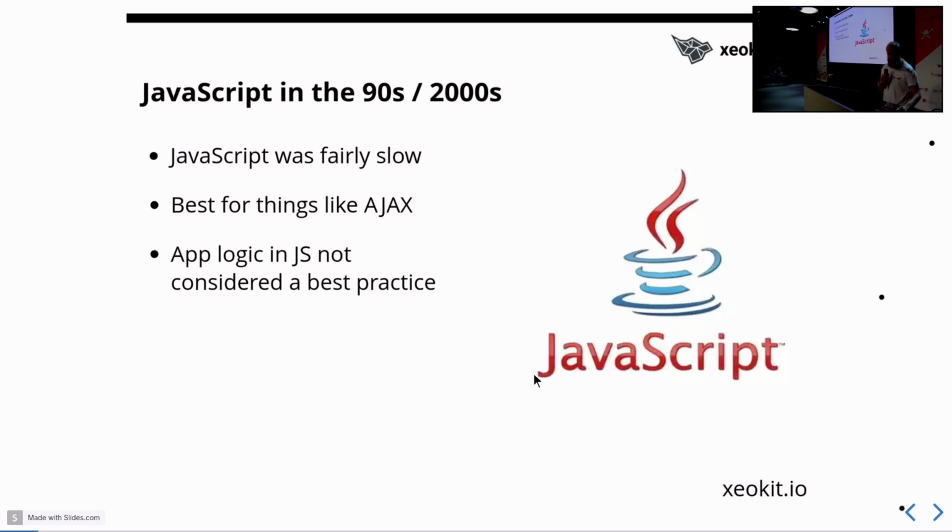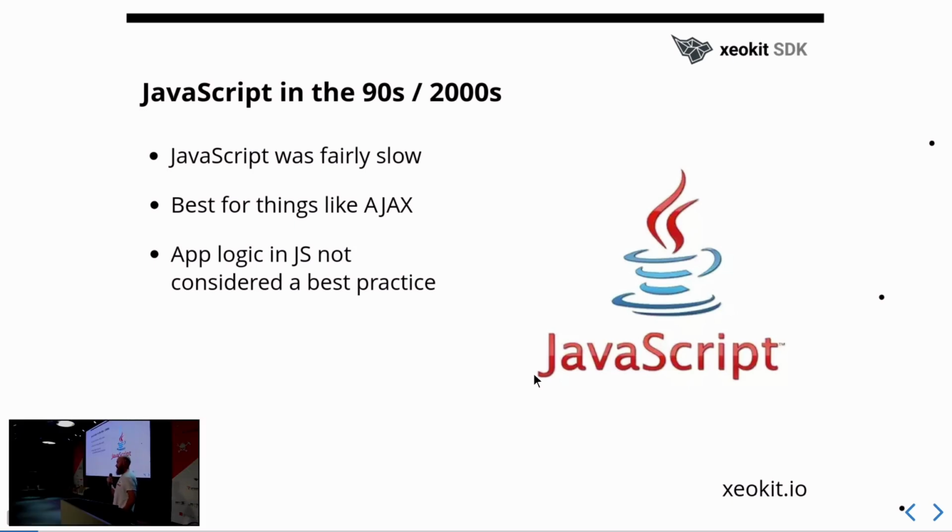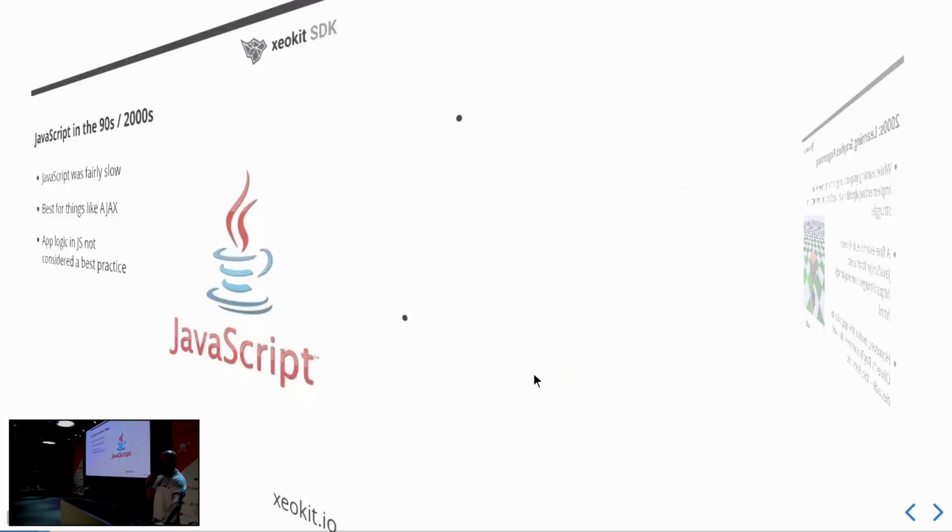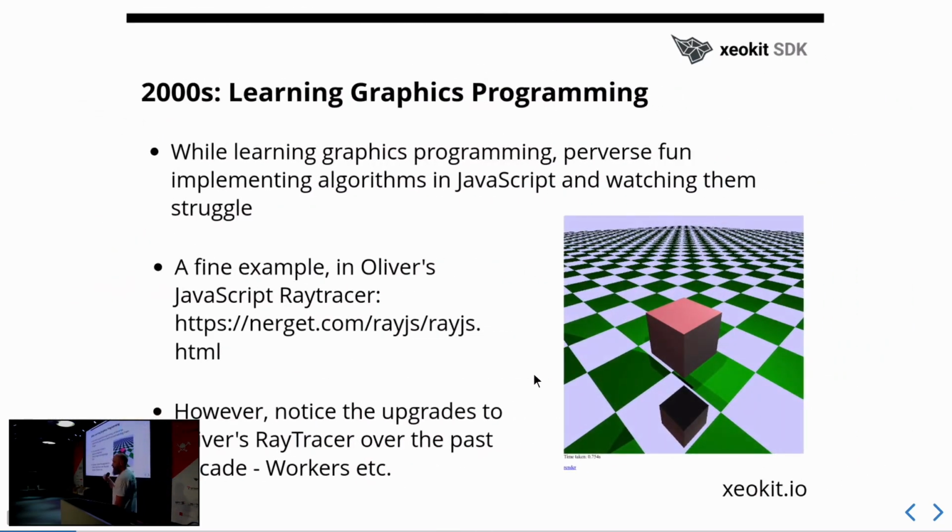Starting with JavaScript in the 90s and 2000s, it was considered not a real programming language. It was really just considered a language for enriching an HTML interface with form validation and user experience. To code application logic in JavaScript was considered not a best practice. As a student in the 2000s, my friends and I, one of our sports was to code graphics algorithms in the worst languages possible. So we would try to write things like ray tracers in, I don't know, Prolog or something.